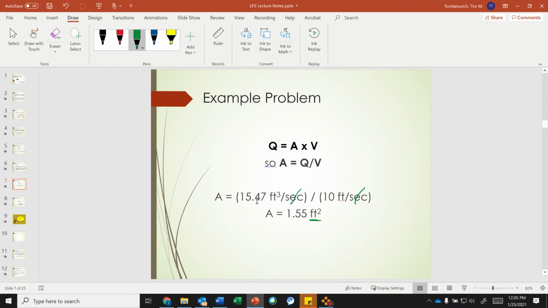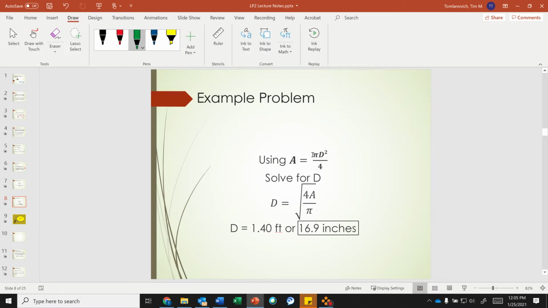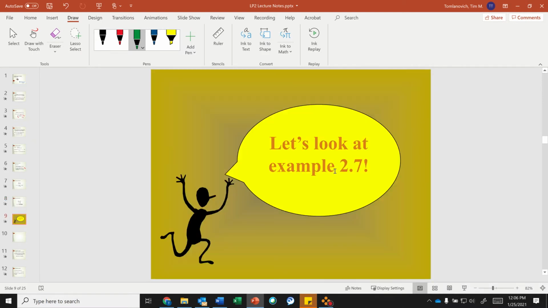So now we know area equals pi d squared divided by 4. We solve for d. We put 4 times A divided by pi, times the square root. I get 1.40 feet. Multiply that times 12 because I'm asking for the answer in inches. So I need a pipe diameter of 16.9 inches to carry 10 million gallons per day at a velocity of 10 feet per second. All right. So Q equals V times A. So let's look at example 2.7 in your book.